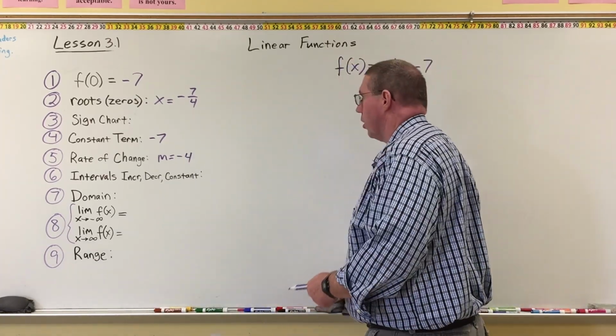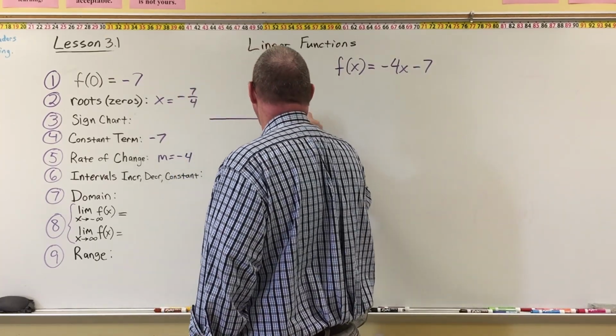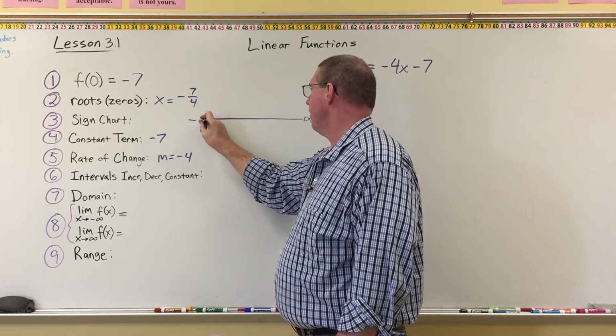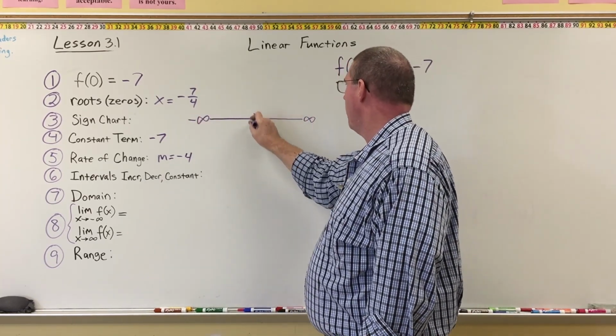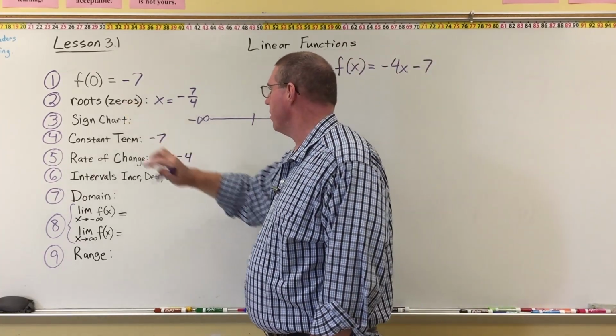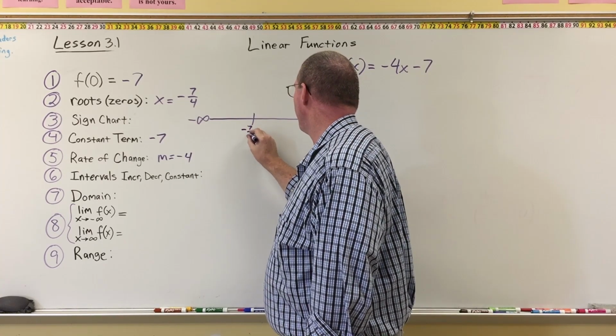Remember, to make the sign chart, we just simply draw, I'm going to do it kind of over here, a horizontal line. We put infinity on the right side. We put negative infinity on the left side. We draw a vertical hash mark somewhere in the middle, and that's where we put the 0, the root. So we're just going to put here negative 7 over 4.